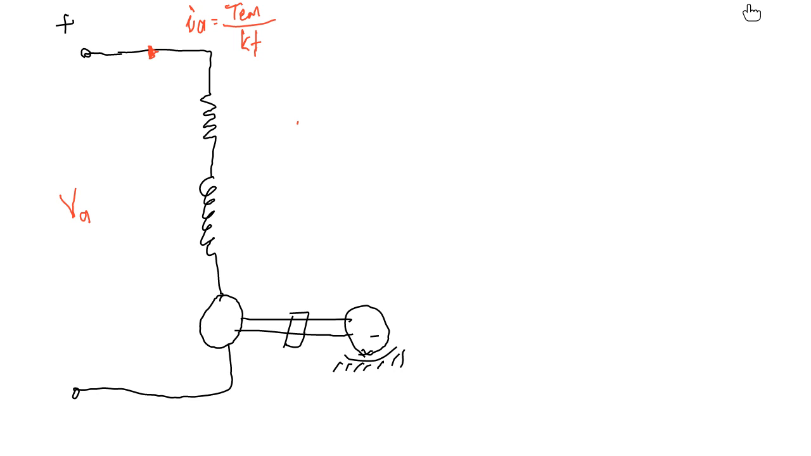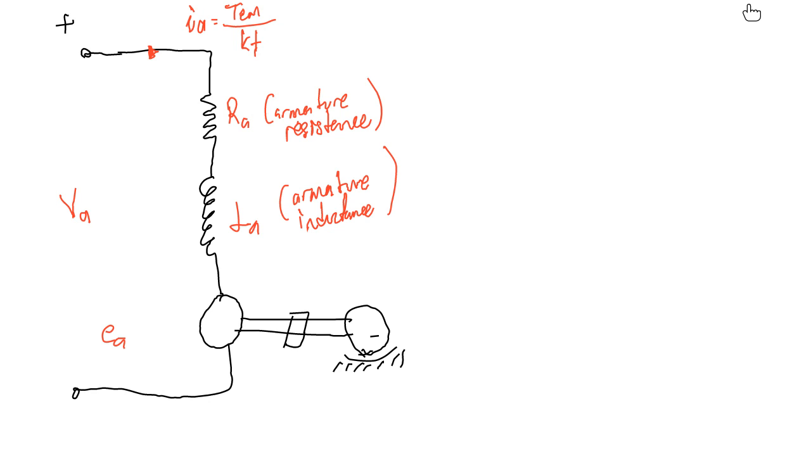Armature voltage, Ra armature resistance, La inductance, Ea equals Ke omega m, plus minus. Also, we have inertia, and the electromagnetic torque, omega m, and load torque TL. Here is a figure which shows the conversion between electrical and mechanical power.